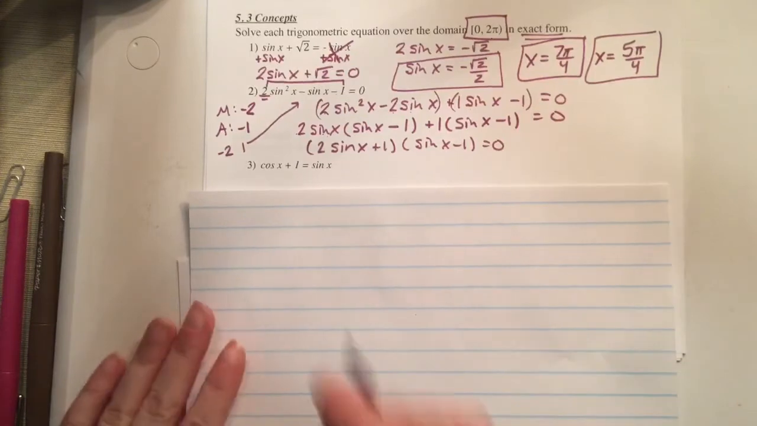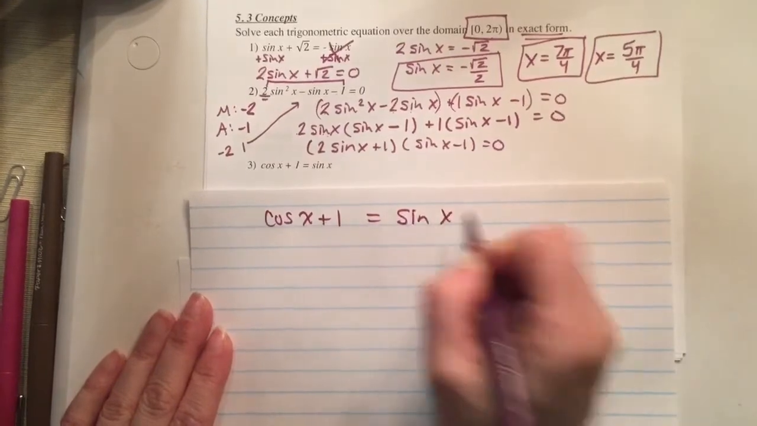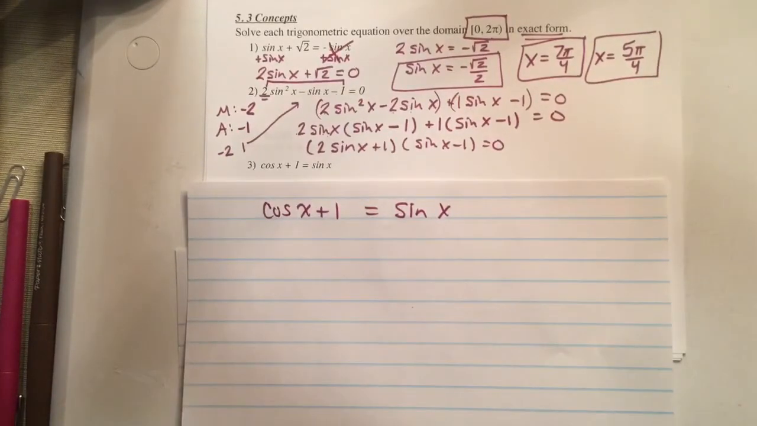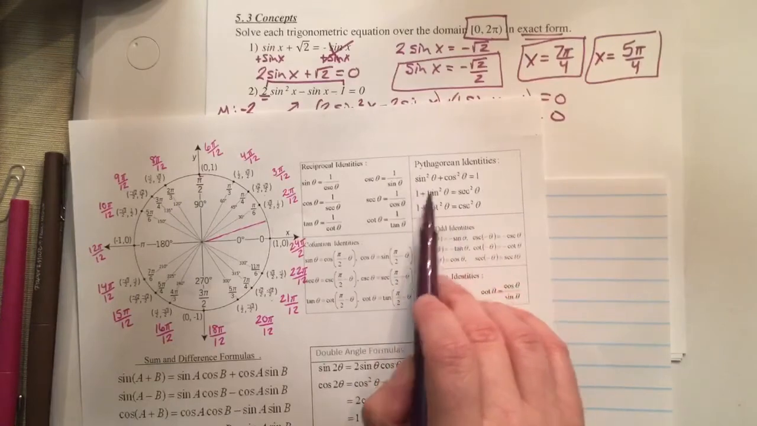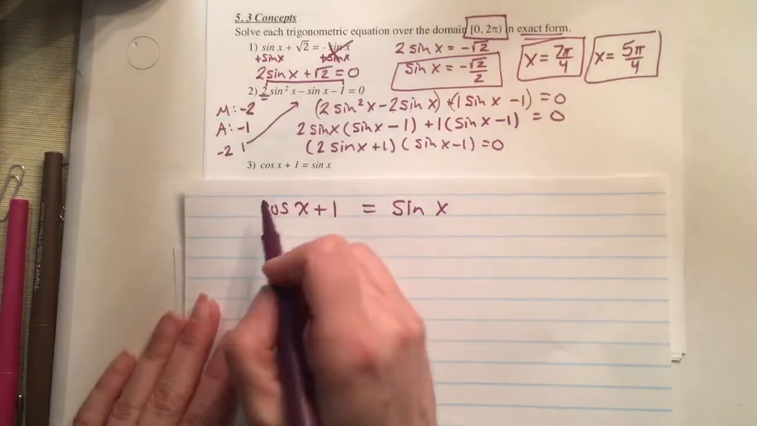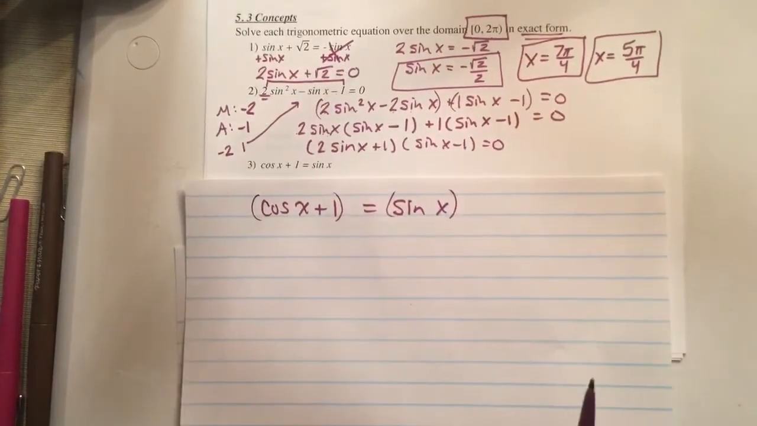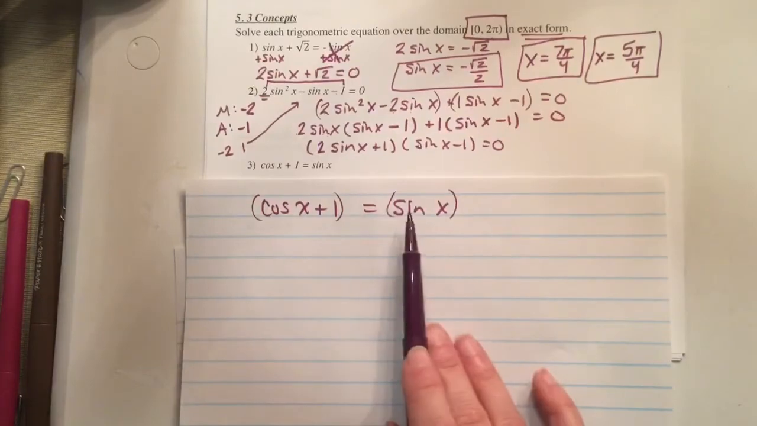Okay, now Houston, we have a problem. Cosine of x plus 1 equals the sine of x. We can't go to the unit circle like this because we have both cosines and sines. So what we have to do is somehow convert it into just sines or just cosines. I know I can do that using Pythagorean identities, but they always have a power of 2. So I'm going to square both sides.